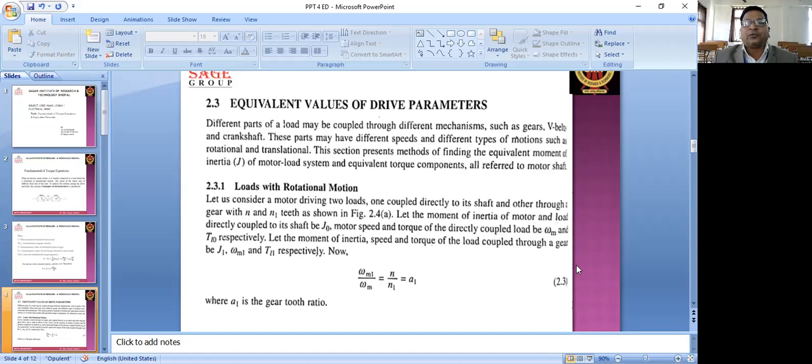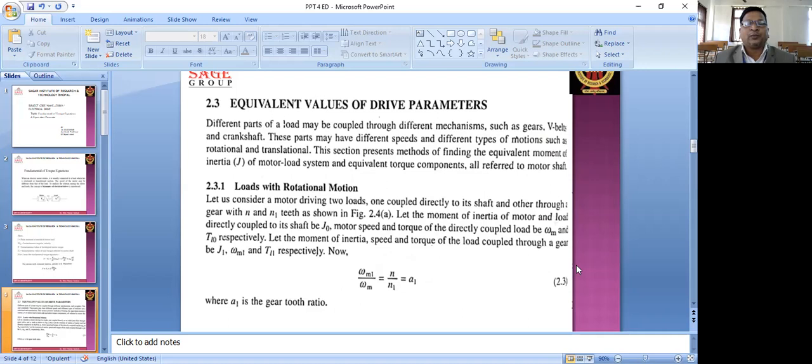Equivalent values of drive parameters: different parts of the load may be coupled through different mechanisms such as gears, V-belts, and crankshafts. These parts may have different speeds and different types of motion, such as rotational and translational motion. This section presents the method of finding the equivalent moment of inertia J of the motor load system and the equivalent torque components, all referred to the motor shaft.